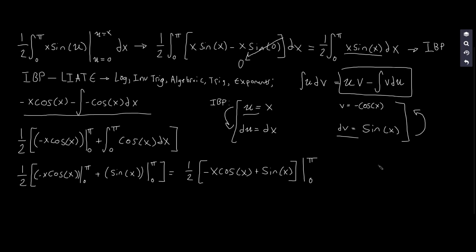Let me just check my work really quickly. So at this point, we don't have to evaluate the lower bound because it's just going to be 0, so we're just going to be subtracting 0. But we do need to plug in pi, for the trigonometric functions and also this negative x here, so it's going to be 1/2 times negative pi times cosine of pi plus sine of pi.